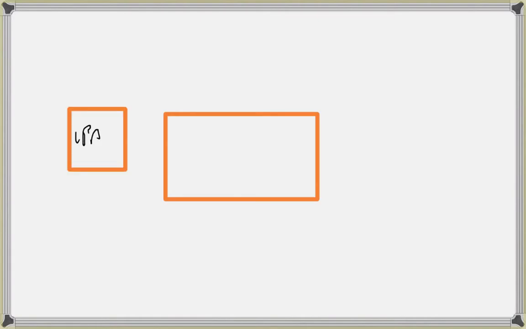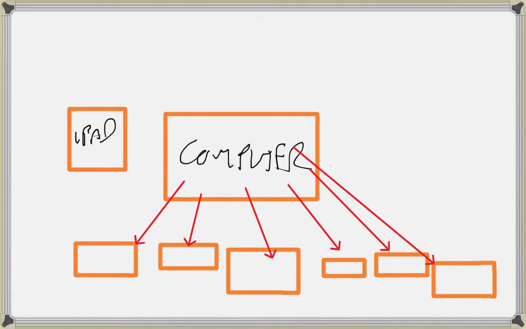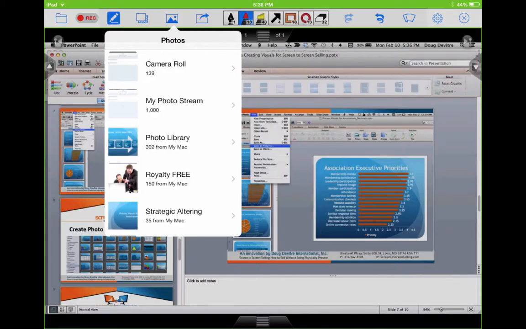Now remember, what ends up happening is, and we've showed this before. So if this is the iPad, and this is the computer, and then here are your different screens that you're sharing with using join.me. Whatever shows on your computer shows on your iPad. Whatever happens on your iPad shows on your computer. So these visuals that you load onto your iPad now start to share with everyone else.